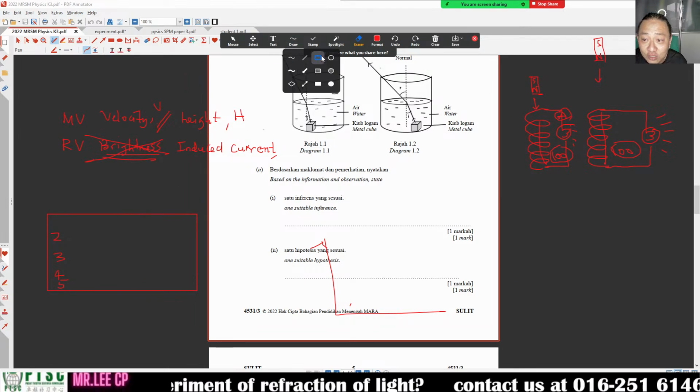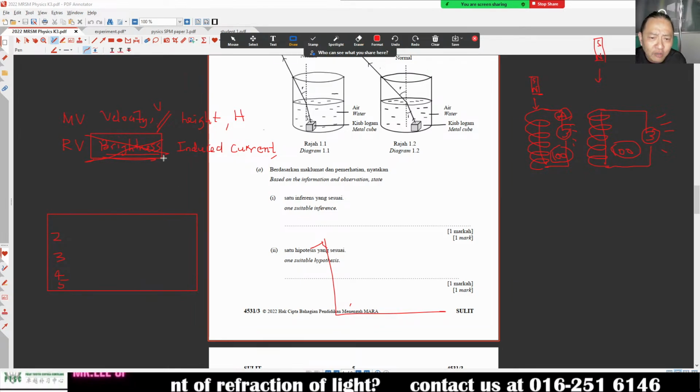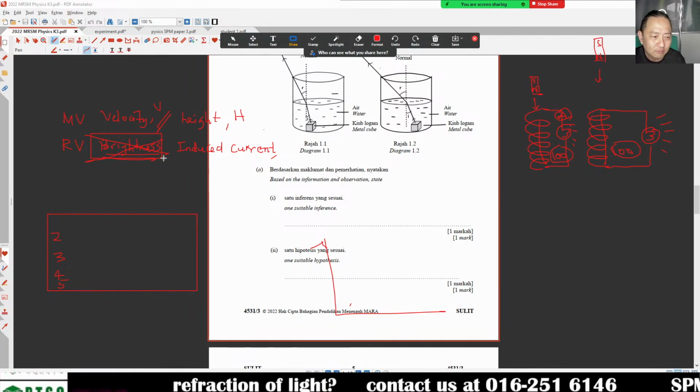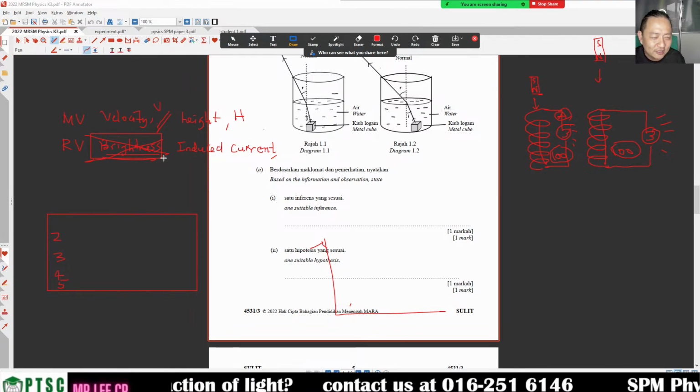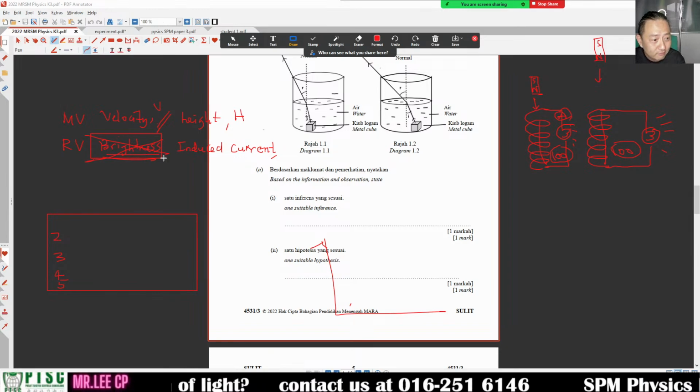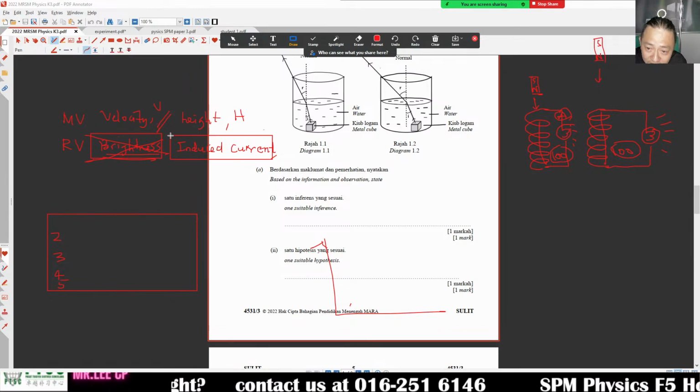Quantitative, how to measure? You tell me how to measure brightness. Bright, very bright, super bright, extremely bright, like that? No. It must be quantitative.